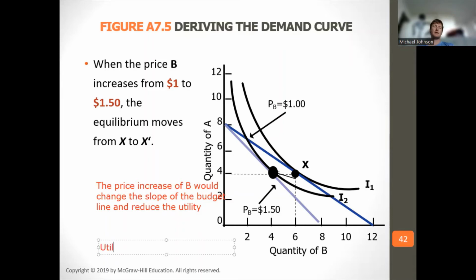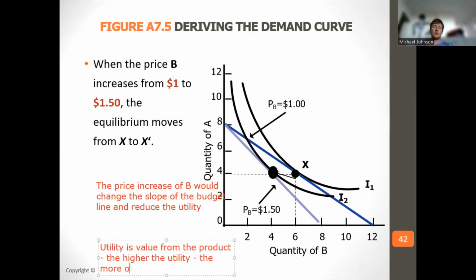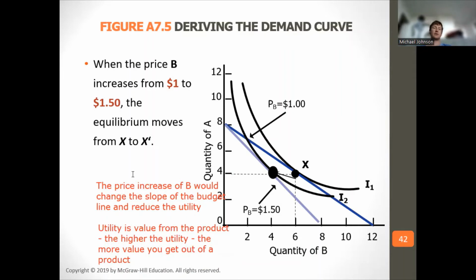So utility is basically value. It's value from the product. The higher the utility, the more value you get out of the product. Yeah. So they also call utility happiness. Happiness equals utility also. Yeah, pretty much, they're all the same. So value, happiness, utility.